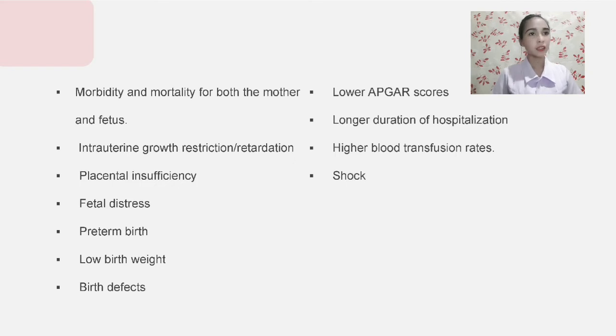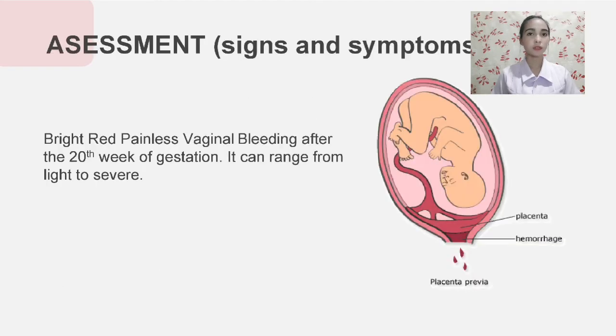Placenta previa that is not diagnosed early enough or managed improperly can lead to morbidity and mortality for both the mother and fetus. Placenta previa is also associated with intrauterine growth restriction or retardation, placental insufficiency, fetal distress, preterm birth, low birth weight, birth defects, low APGAR scores, longer duration of hospitalization, higher blood transfusion rates, and shock.